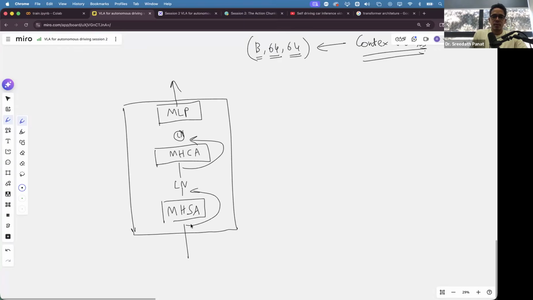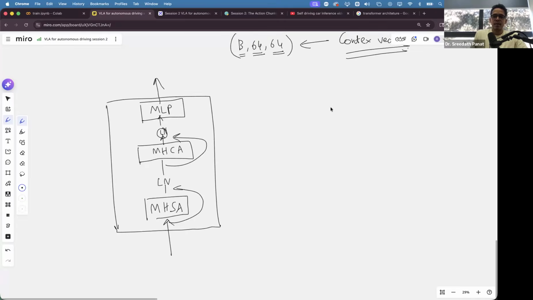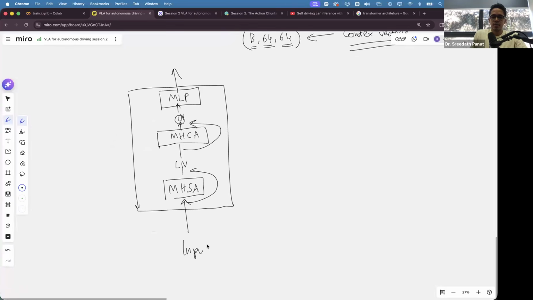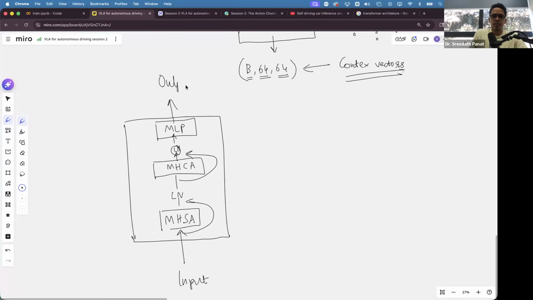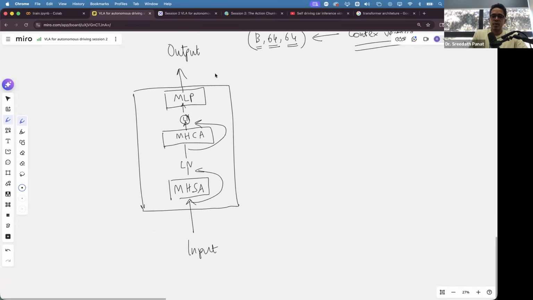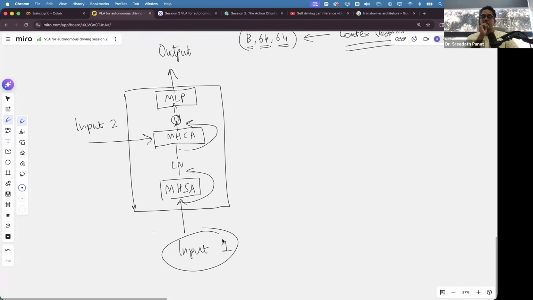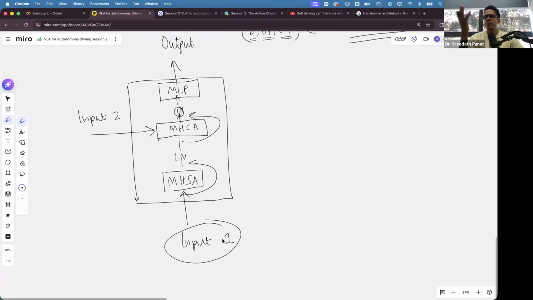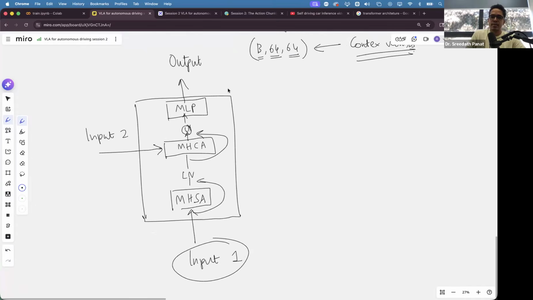Now, I'll show you a better diagram. Pardon my handwriting. This is the input. This is the output. Now, tell me what goes into the input of this decoder. And I have one more thing coming here, so input 1, input 2. Just tell me what is input 1? I'm just trying to understand your knowledge. What would be input 1 if I have a transformer decoder like this?